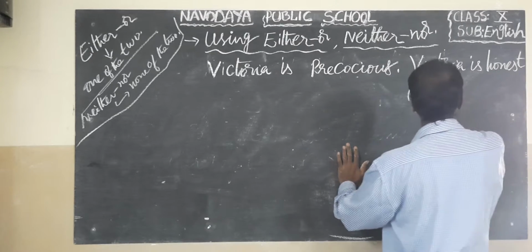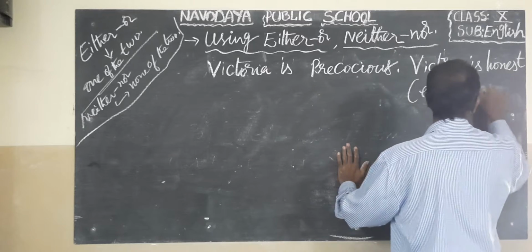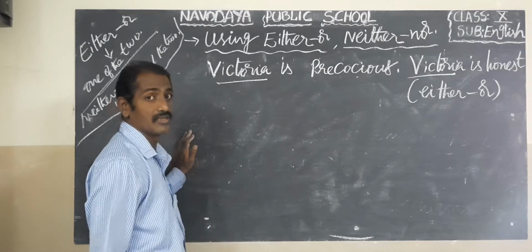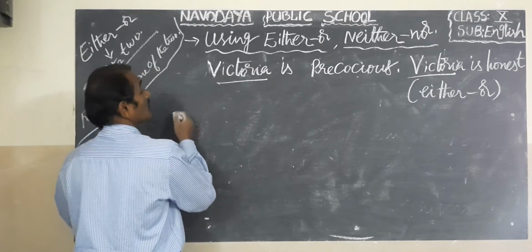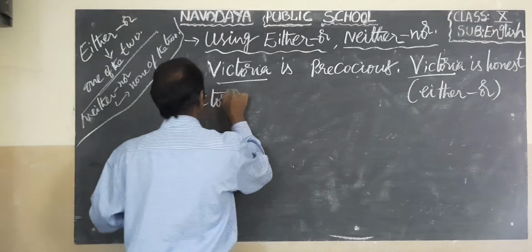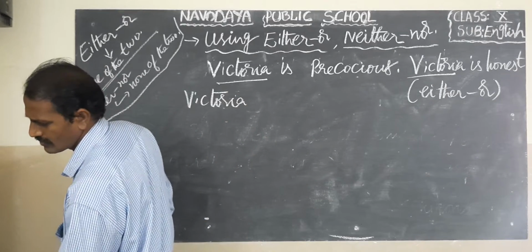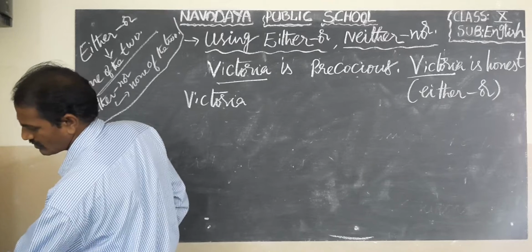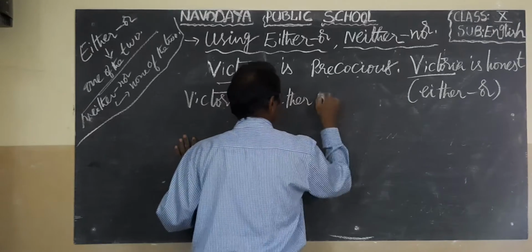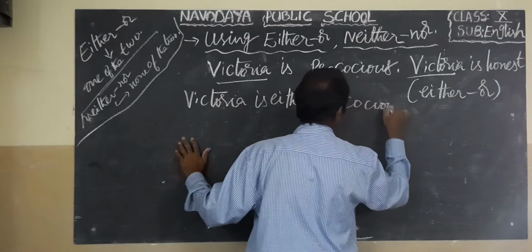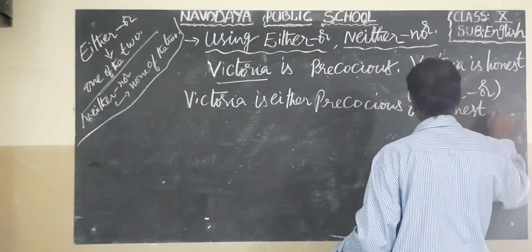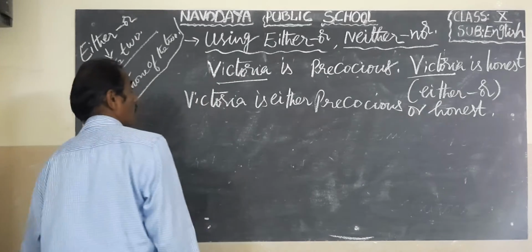So, using either or: here the subjects are same, so you should write here 'is'. If the subjects are same, 'is' here; if objects are different, then 'is' there. Victoria is either precocious or honest. In this way, children.